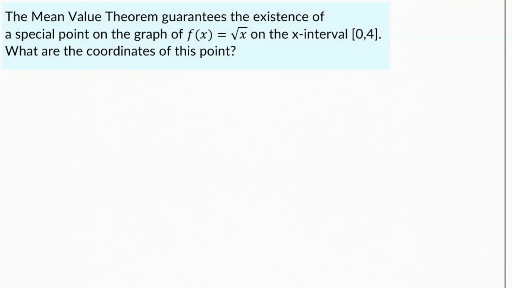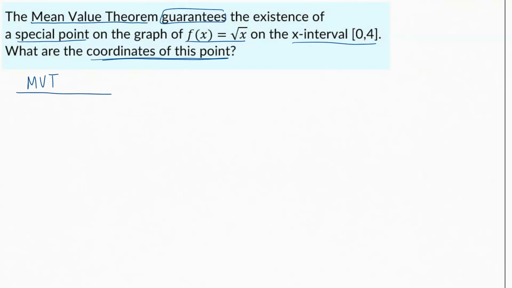This example is telling us that the mean value theorem guarantees the existence of what they call a special point on the graph of f of x on the interval x equals 0 to 4. And they want to know in this problem specifically, what are the coordinates of that special point that's guaranteed right there. So at this point in the process, you either know the mean value theorem or you're saying to yourself, what the heck is the mean value theorem? Well, you got to know what the mean value theorem is.